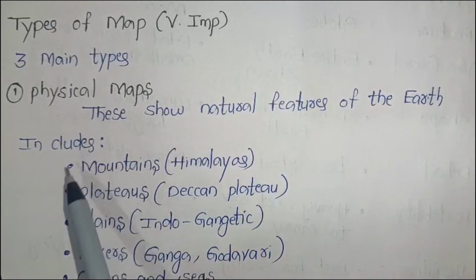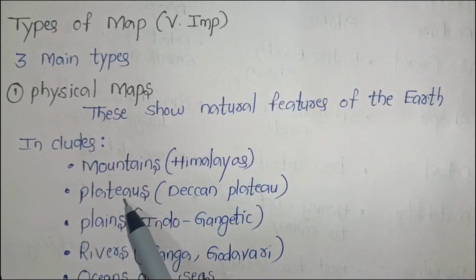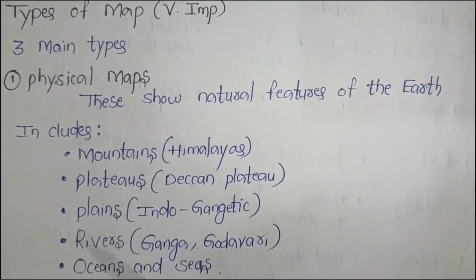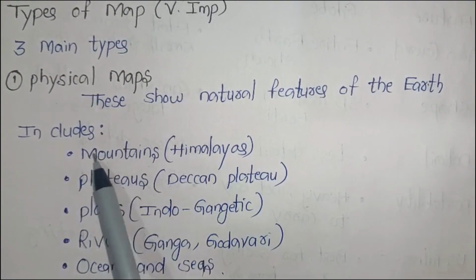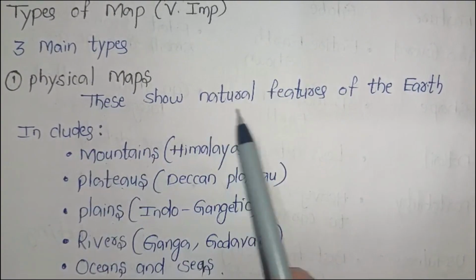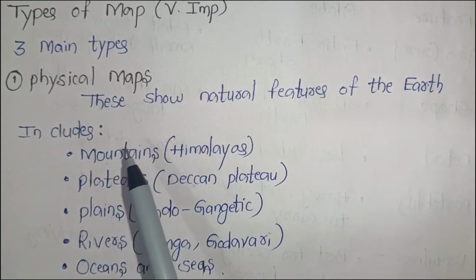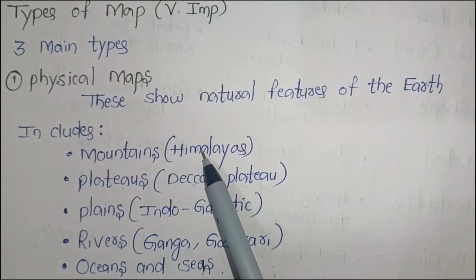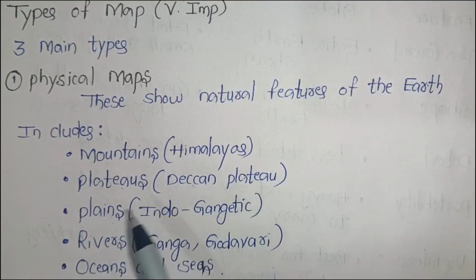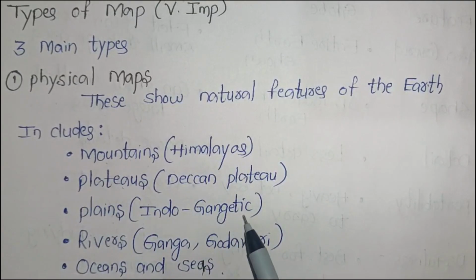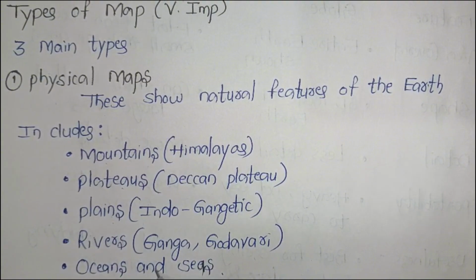In this physical map they will include mountains, plateaus, plains, rivers, oceans, seas. The mountains are the Himalayas. Plateaus are like the Deccan Plateau. Plains are the Indo-Gangetic Plain, right? Rivers are Ganga, Godavari. Oceans and seas are like the Indian Ocean and the Arabian Sea.